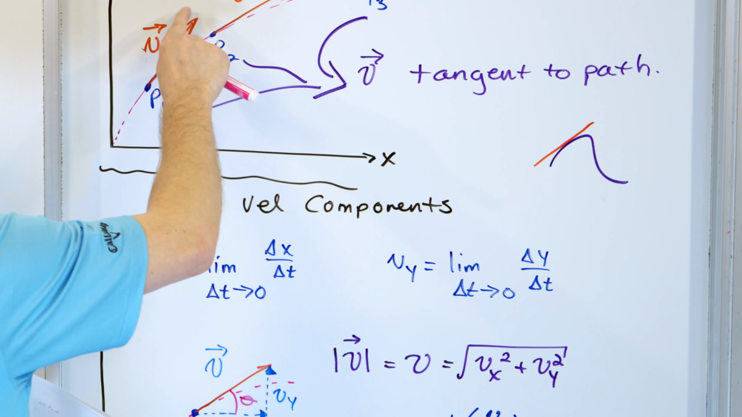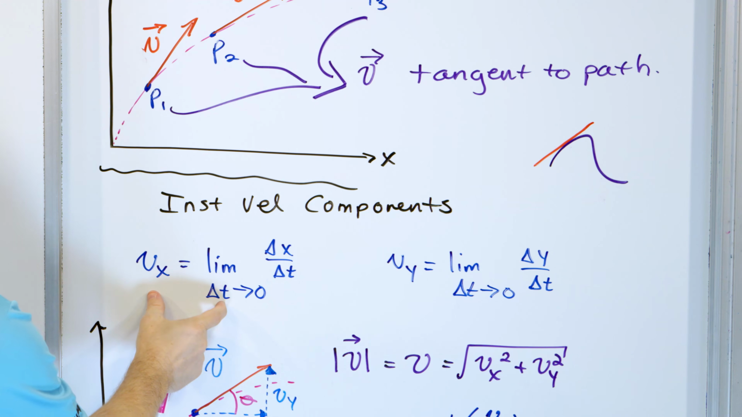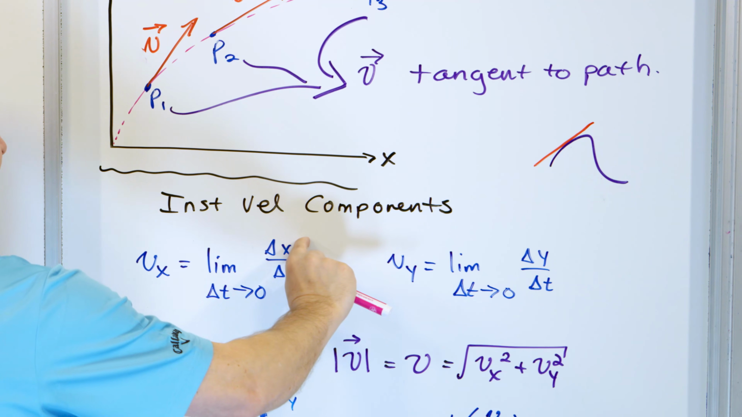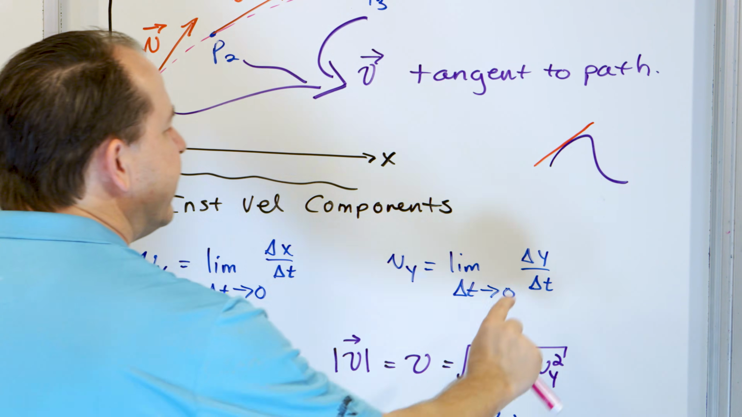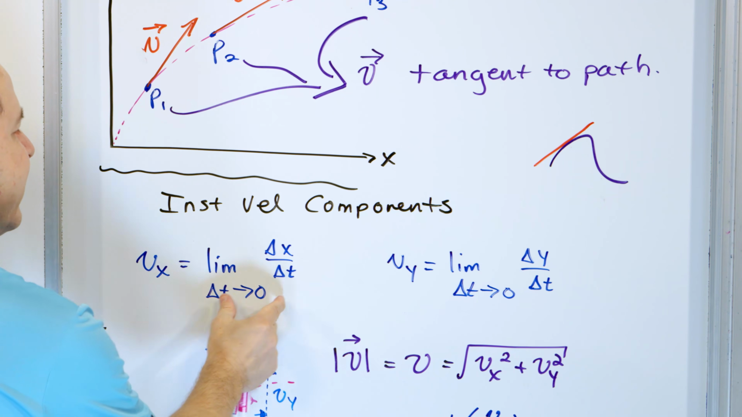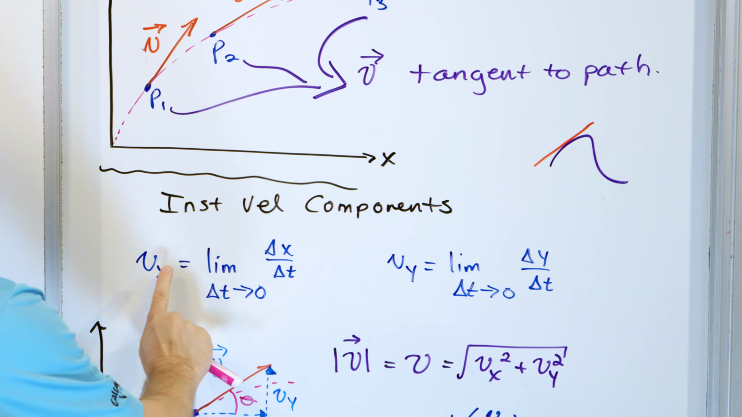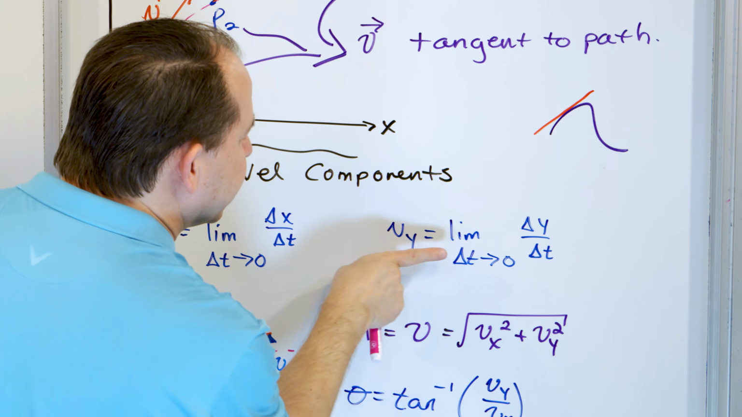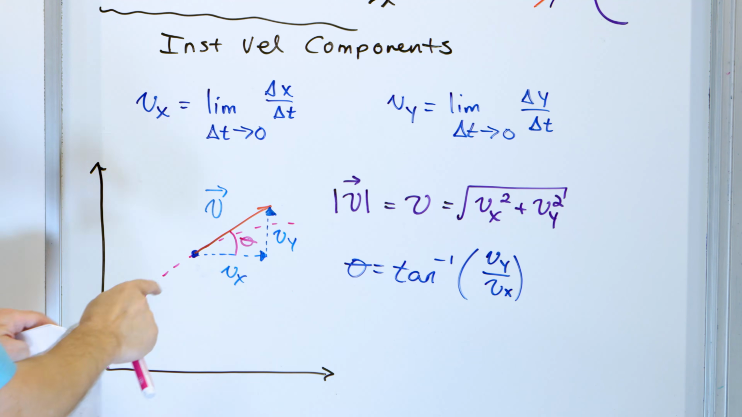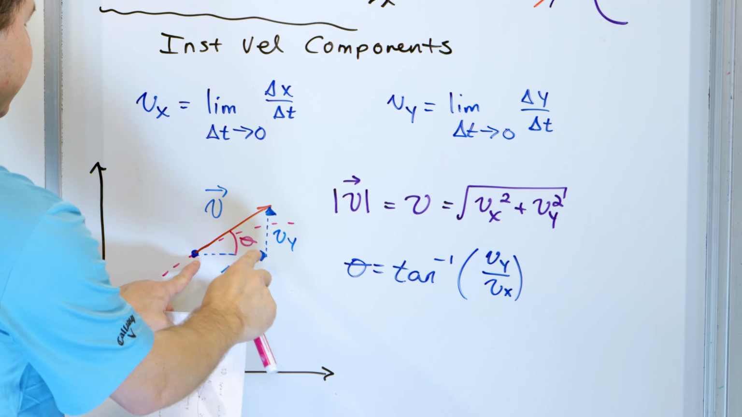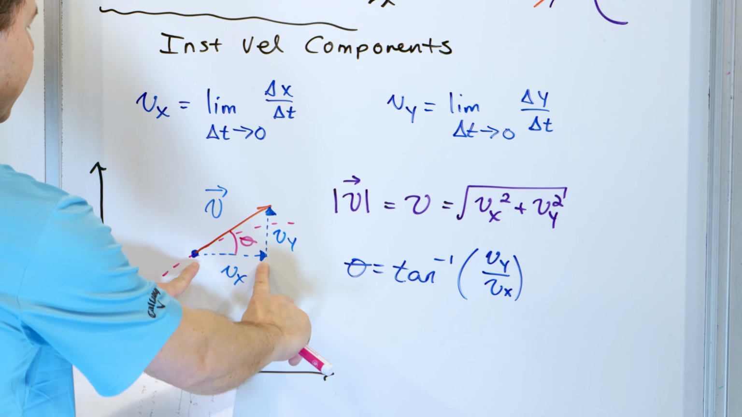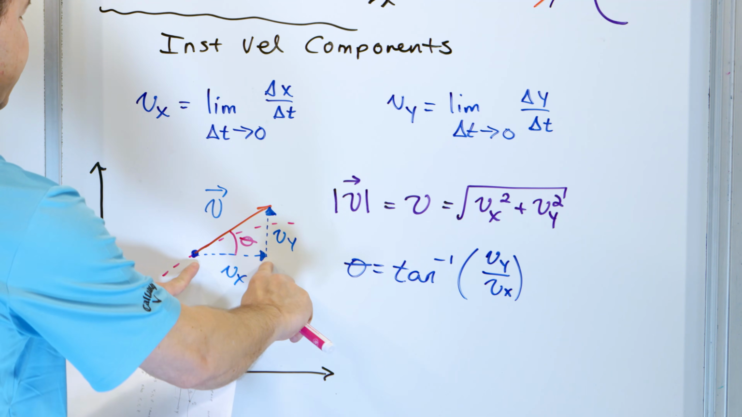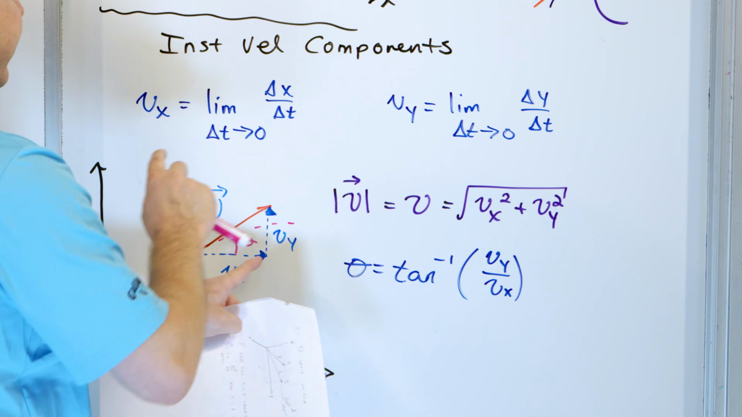But then this instantaneous velocity can have x components and y components as well. Delta x divided by delta t, and delta y divided by delta t, as the time approaches 0, gives you the verticalness of the instantaneous velocity and the horizontalness of the instantaneous velocity. You can see it better here. If this is the instantaneous velocity, the velocity in the x direction is this direction, and the vertical velocity is this direction.